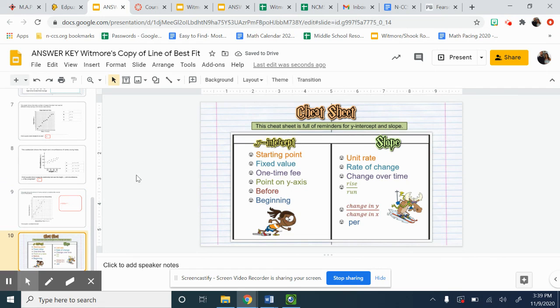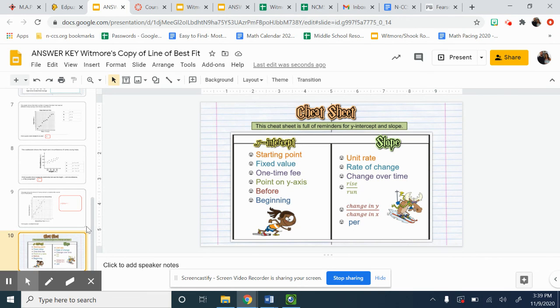And then our very last slide, this cheat sheet slide, is all about some reminders for y-intercept and slope, because I know these are things we haven't done in the last few weeks. But remember, y-intercept can be called a starting point. It's your one-time fee. Where is it on the x-axis? It's where you begin. Slope, just like you've learned in the last several years, has lots of names. It's a unit rate. It's a rate of change. It's your change over time.